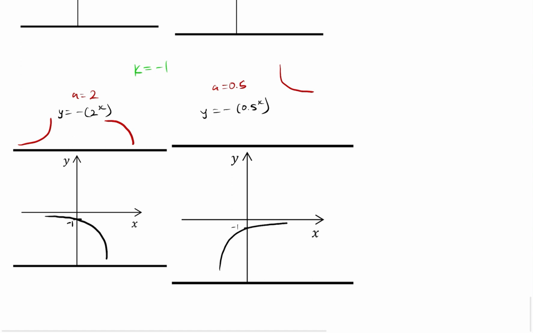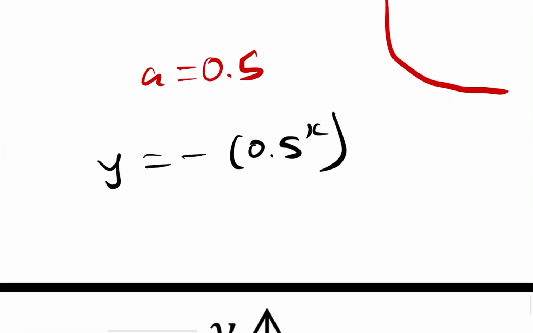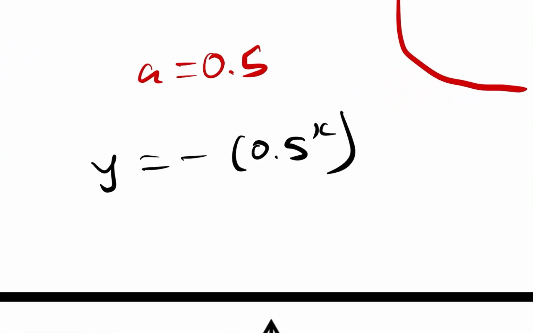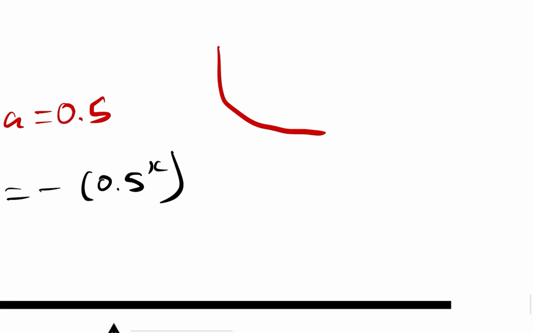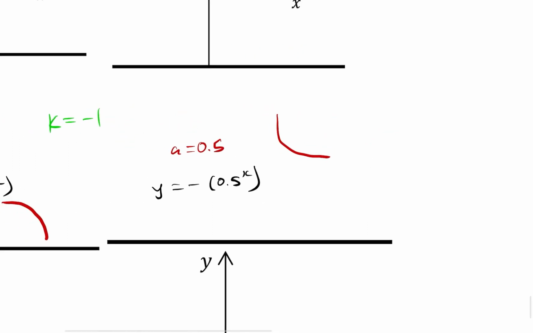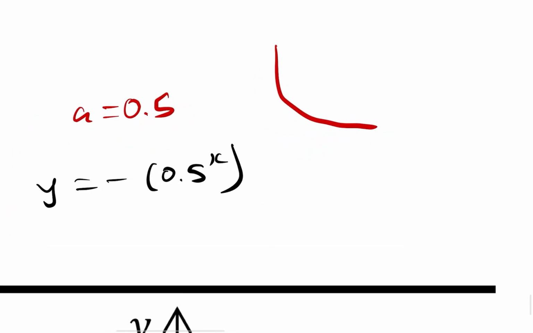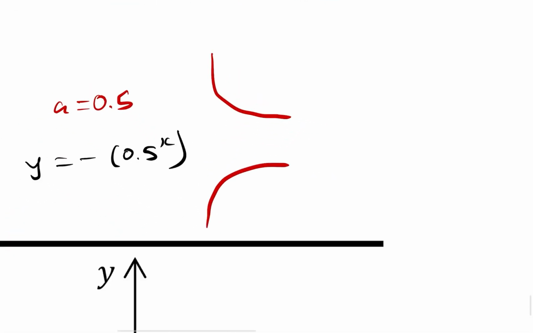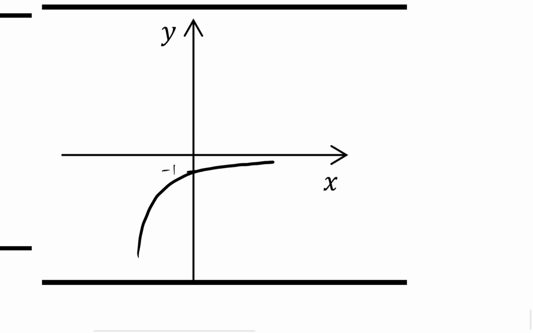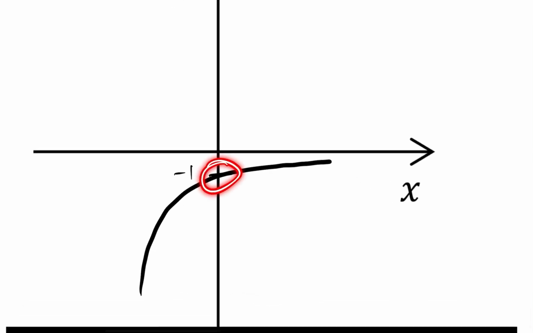Okay? And as for this one, I will still get y equals -1 times 0.5 to the power of x. And because of my a value, it will be an exponential decay. But because of my k value, it will be an inverse of the original one over here. So therefore, it will look something like that. Yep. And as you can see, it cuts through the y-axis at -1.